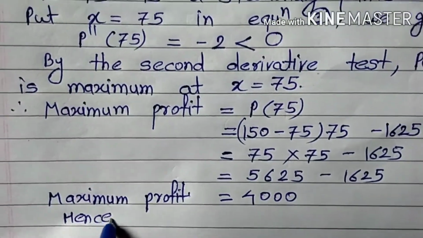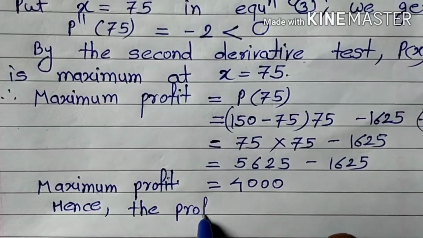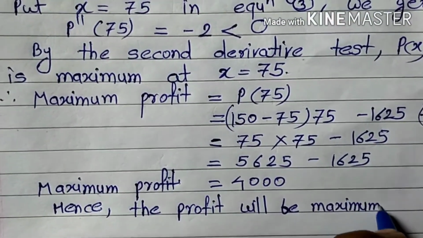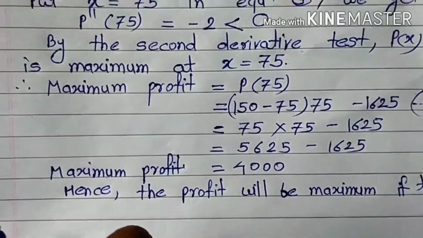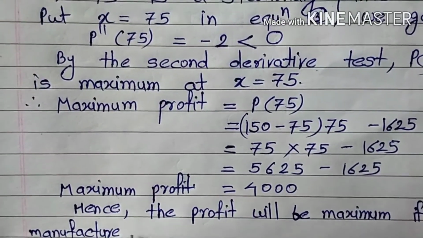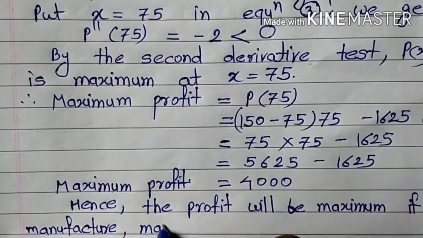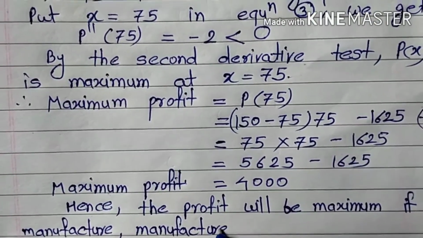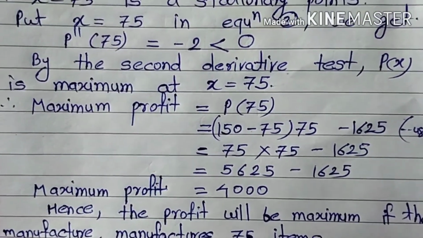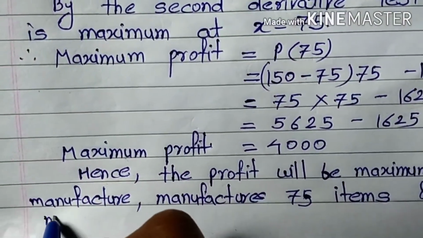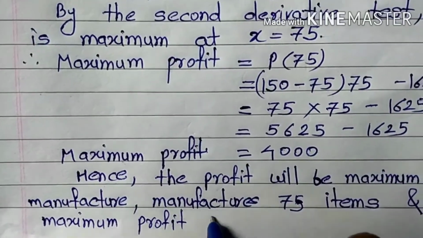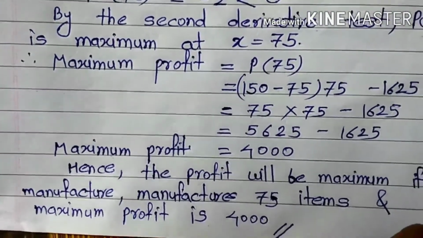Hence, the profit will be maximum if the manufacturer manufactures 75 atoms, and the maximum profit is 4000. Hence we find.